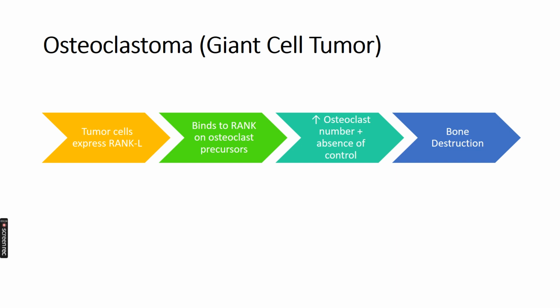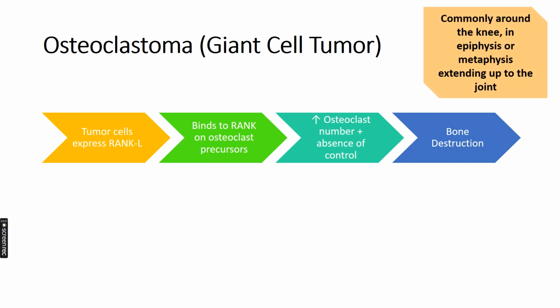The massive increase in the osteoclast number results in severe bone destruction, and that's why this tumor is called osteoclastoma, because there is a very huge number of osteoclast cells. They grow rapidly and divide rapidly out of control, and they do their function more aggressively, so they result in severe bone destruction. It usually occurs in the knees, usually in the metaphysis or the epiphysis, and it may even extend up to the joint. We have two main radiological features.